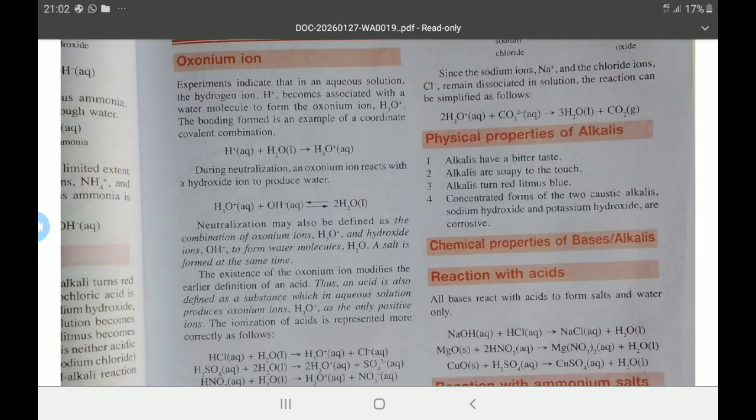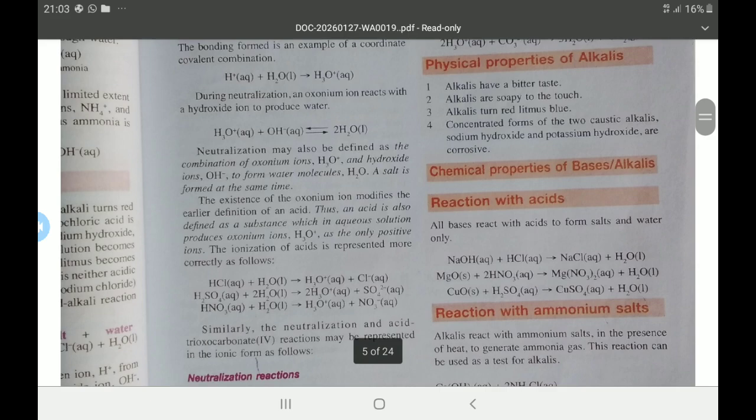The existence of oxonium ion modifies the early definition of an acid. Thus, an acid is also defined as a substance which in aqueous solution produces oxonium ion H3O+ as the only positive ion. The ionization of acid is represented more correctly as follows. So this is the ionization that you can see there.